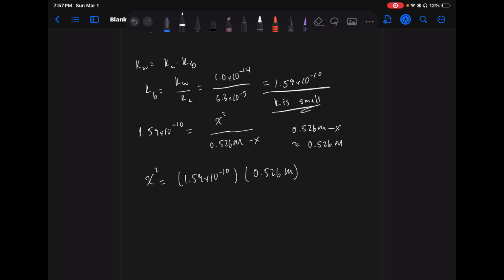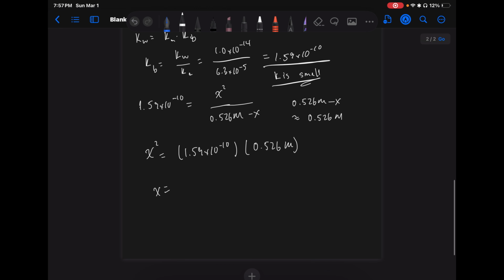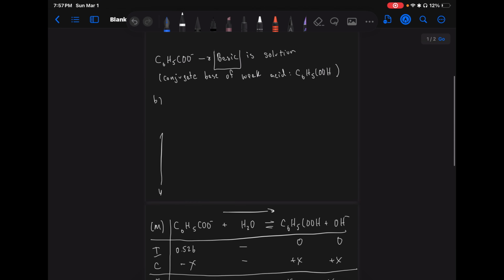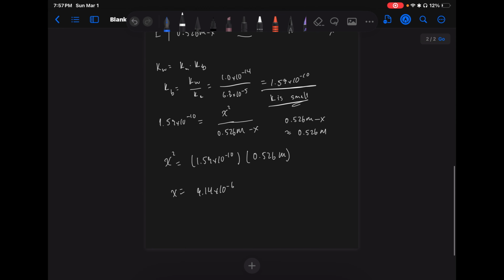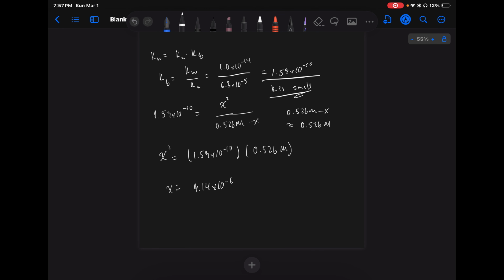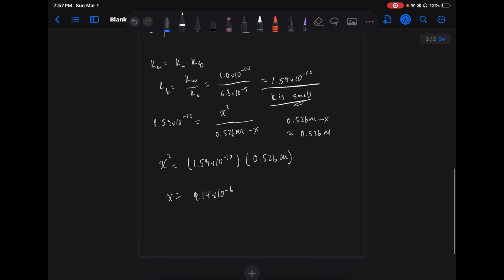You're going to get 9.14 times 10 to the negative 6. What are we trying to find again? We're trying to find the pH. So this will be the concentration of OH- ions, because that's what we calculated, right? So we need to find the pH.